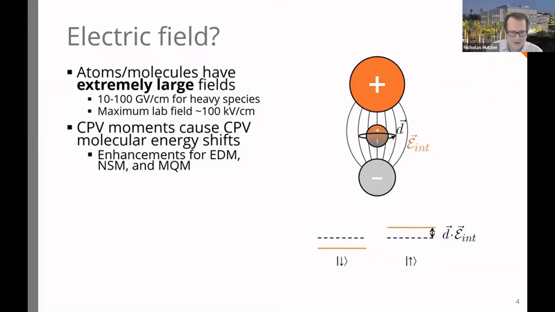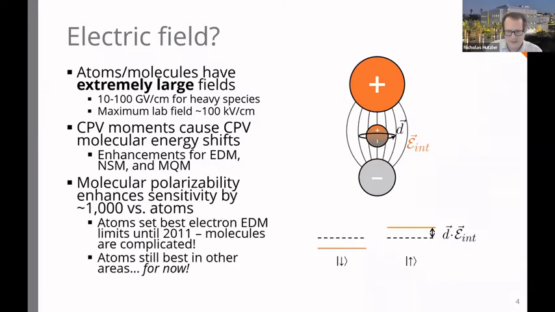The end result is pretty much the same. Molecules are very polarizable, especially compared to atoms, and that tends to give them around a factor of 1,000 or so intrinsic sensitivity increase compared to atoms. But nevertheless, atoms set the best electron EDM limits until not that long ago, just because molecules are very complicated.